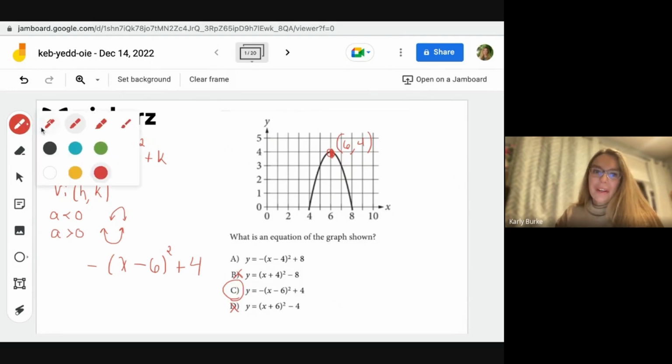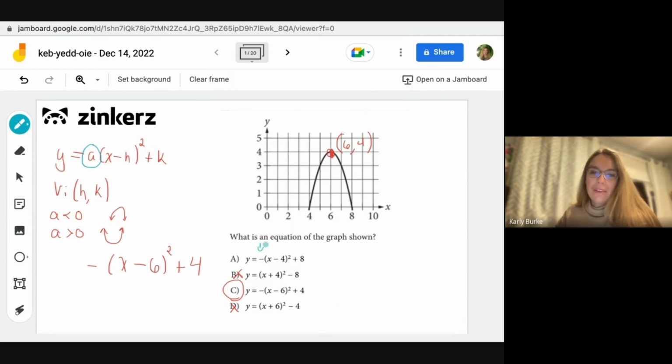Now, sometimes you need to actually figure out what the value of a is. None of these answer choices have an a value that's not -1 or 1. So in this case, we don't need to worry about finding a. But if you did have to find a, then my suggestion would be to plug in another point for x and y, and then you could figure out what the value of a is.